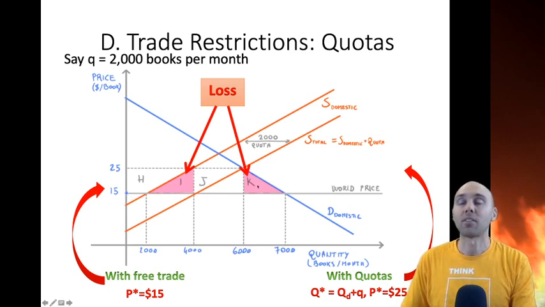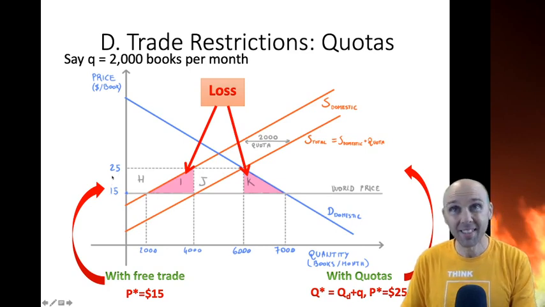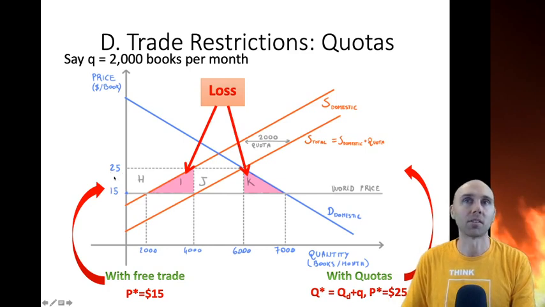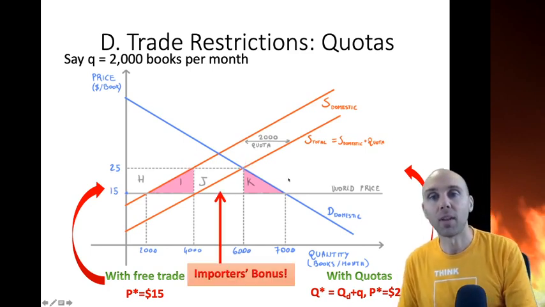I and K, they have disappeared. They are the deadweight loss. But the difference between quotas and tariffs really comes down to what happens to this area J. So before, in the case of tariffs, it was simple to work out that it was government revenue, tariff revenue. But now, this is the bonus that goes to anyone who can buy at the world price of 15 and sell at the domestic price of 25. If they can do that for the 2,000 units, they'll end up with this area J. So it's a bonus to importers.